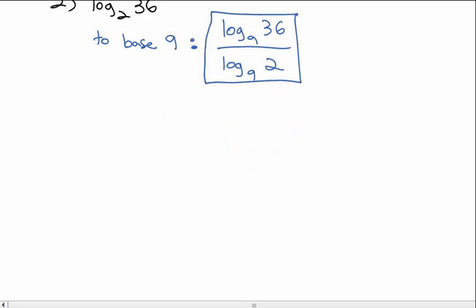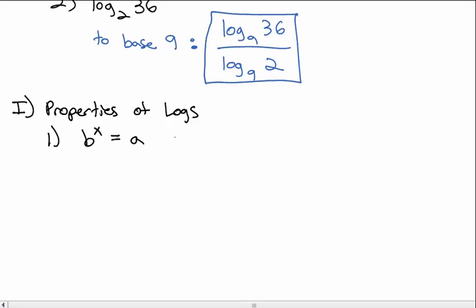So we've looked at a lot of things today, really going over the properties of logarithms. First thing you need to know is how to change a log and an exponent between each other. A base to an exponent equals a, or log base b of a equals the exponent. You need to know how to do that.